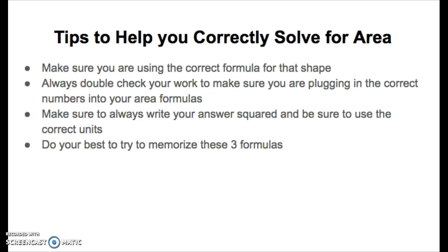Our next tip is always double check your work to make sure you are plugging in the correct numbers into your area formulas. If you're not being careful enough, you could be using the height as the base or the diameter instead of the radius in a circle, which could really mess up your equation and give you the wrong answer as your area. Our next tip is make sure to always write your answer squared and be sure to use the correct units. And lastly, do your best to try to memorize these 3 formulas because it'll help you.